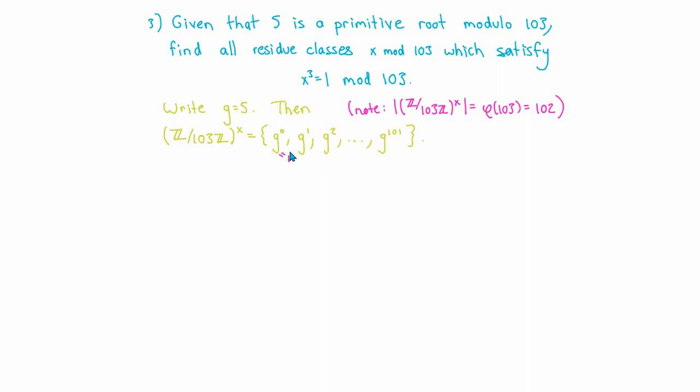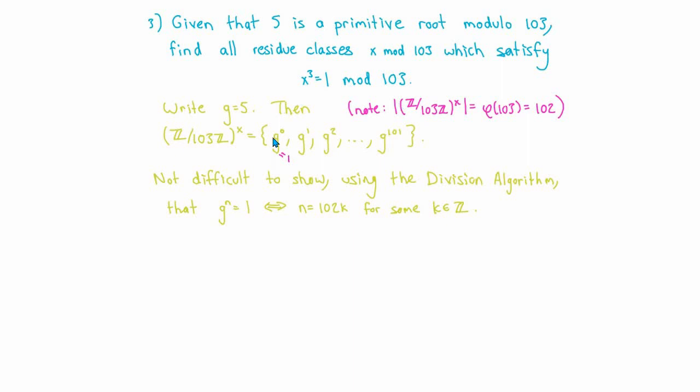Now, g to the 0, of course, is 1, and it's not difficult to show, since the powers of g just cycle around, that g to any integer power is going to be equal to 1 if and only if that integer is an integer multiple of 102. Well, that's the same as saying that that integer n is equal to 0 modulo 102.